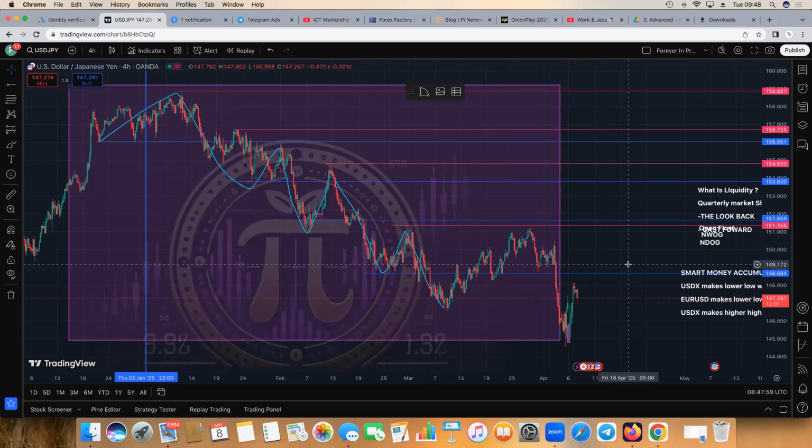So having this information helps you as a trader to know where you should be trading, knowing that this market is moving towards this direction, and me trading towards this direction is safer for me than looking for maybe a sell opportunity.